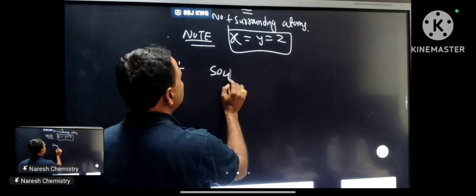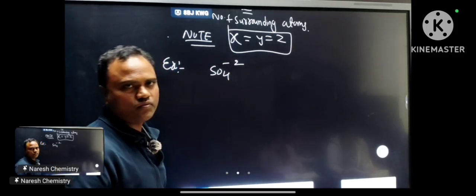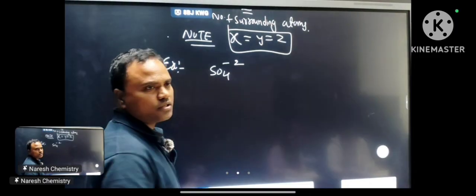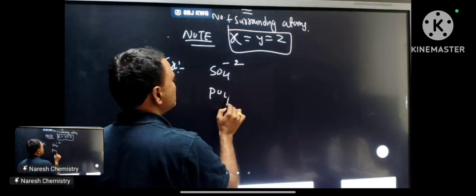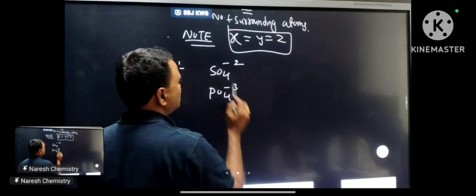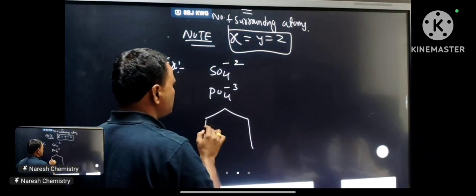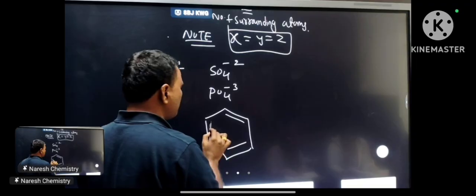SO4 minus 2. In SO4 minus 2, resonance is present and all bond lengths are same. PO4 minus 3. Here also all bond lengths are same. And benzene, very, very important. In benzene also resonance is there. Alternative double bonds are present or not?